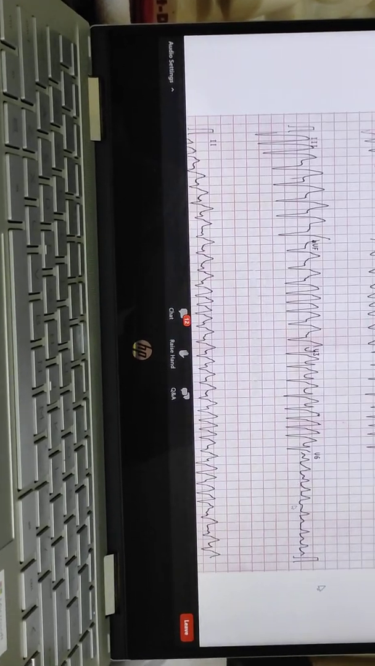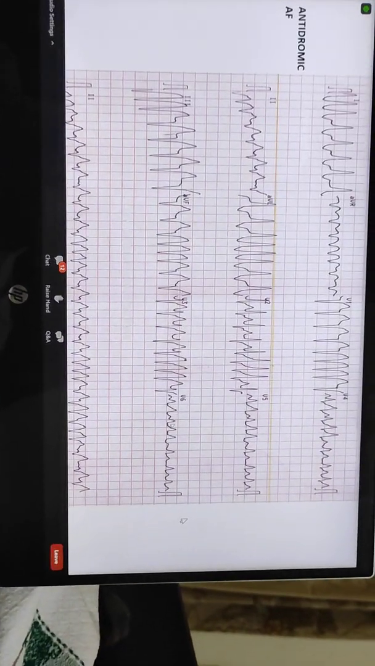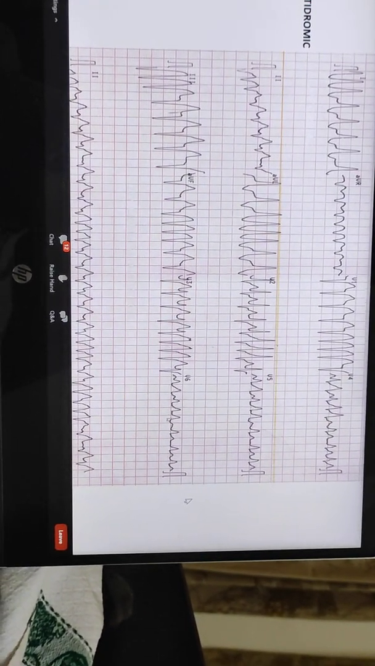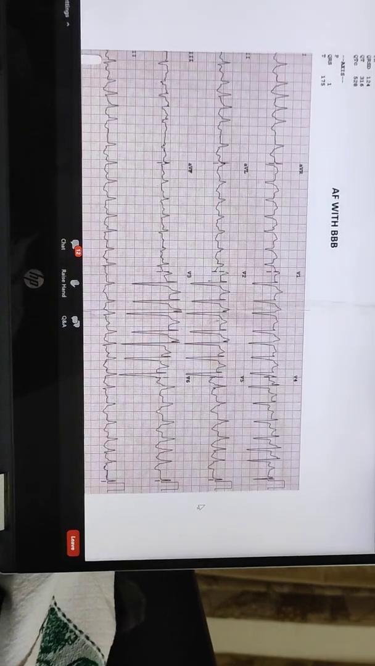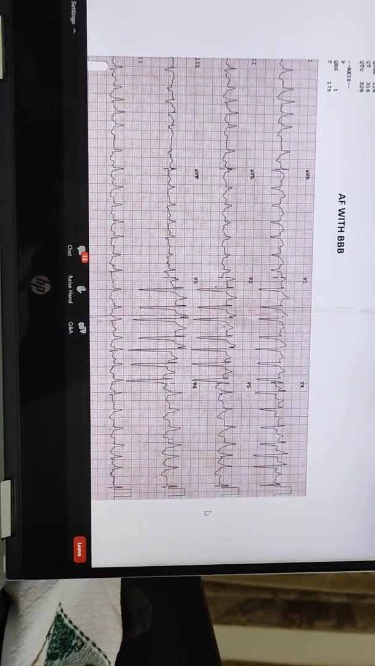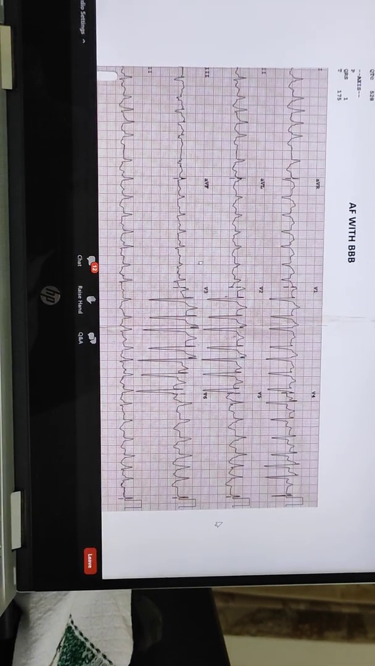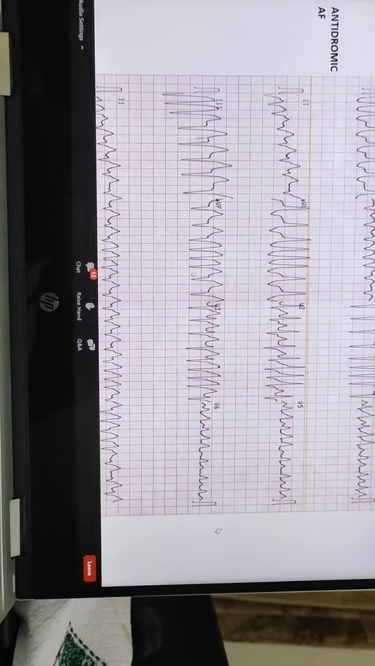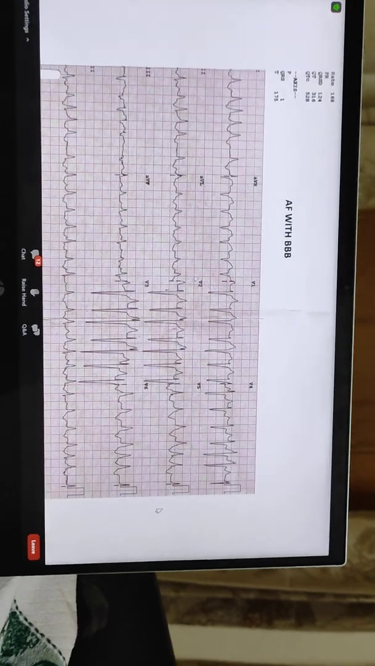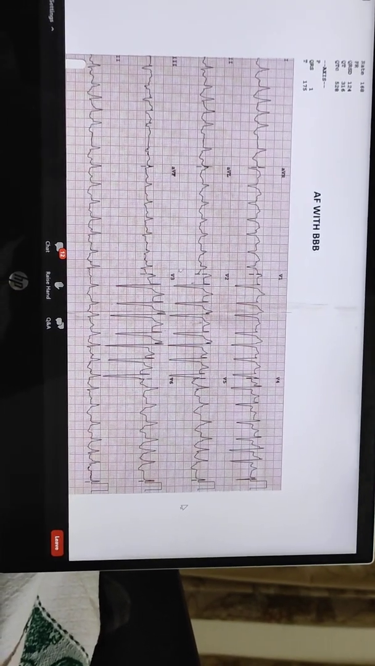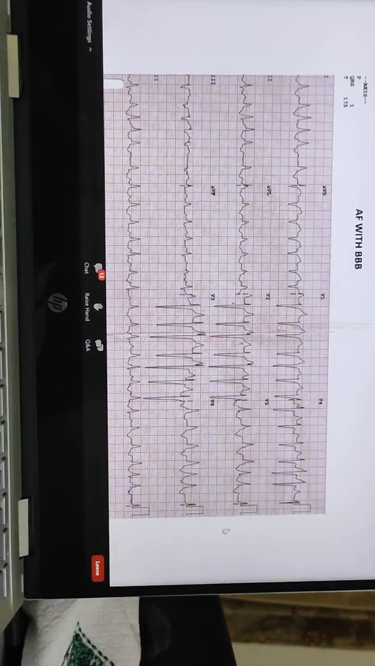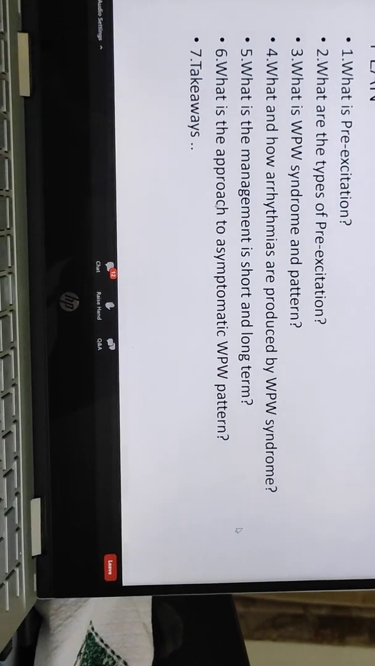So just look at V6 alone in this patient. See the rate, it's almost 300 and there is change in the width of the QRS. And look at this V6, the rate is slow and the QRS configuration is the same. This is how we differentiate between atrial fibrillation of the antidromic variety versus atrial fibrillation due to a classical bundle branch block, where all impulses are coming through the normal conduction system.